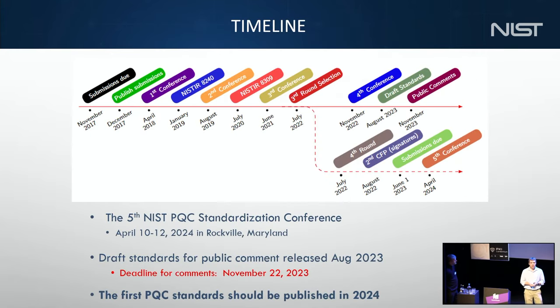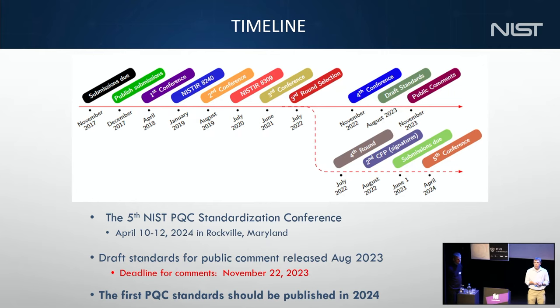This shows our timeline of where we've been and where we're going. We're going to hold our 5th standardization conference next April. It'll be in Rockville, Maryland, just outside of NIST. It'll be an in-person workshop there. So everyone here is invited to go there. We hope to see you there. There's a call for papers and presentations that's already out. So if you want to speak or present, you can send that on to us.